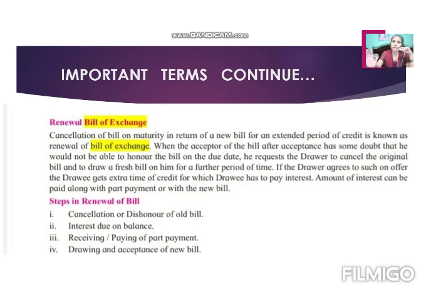So first of all, the first step is clear: the drawer cancels the old bill of exchange. Then the drawer always charges interest to the drawee for the outstanding amount. Then sometimes the drawer may get part of the amount from the drawee, and after that the drawer prepares a new bill of exchange for the remaining amount. So renewal means the request is made by the drawee for extension of the time period. For all these options there are different journal entries, which we will see in the journal entries format.